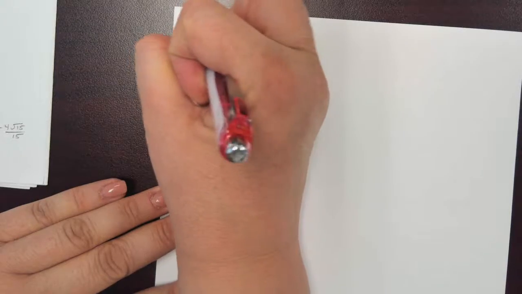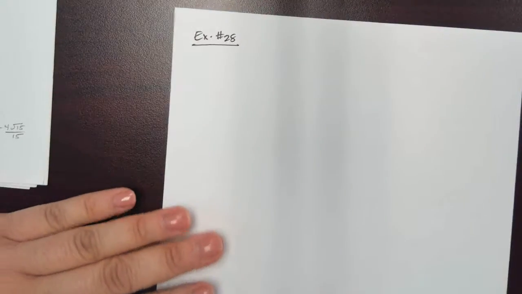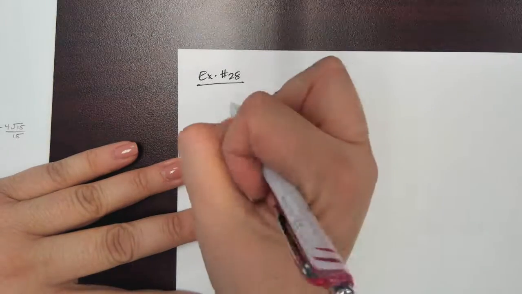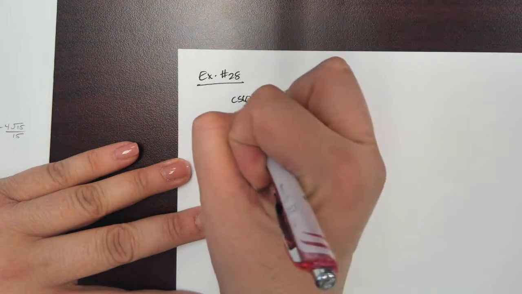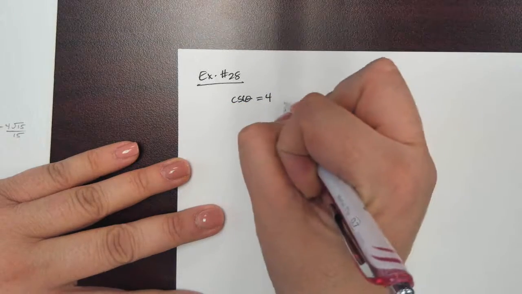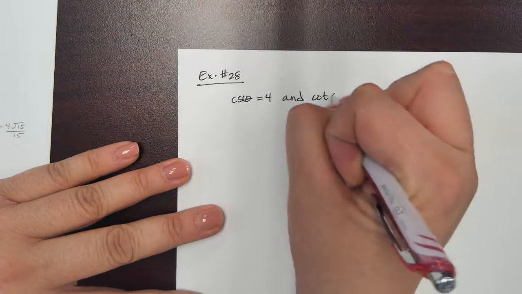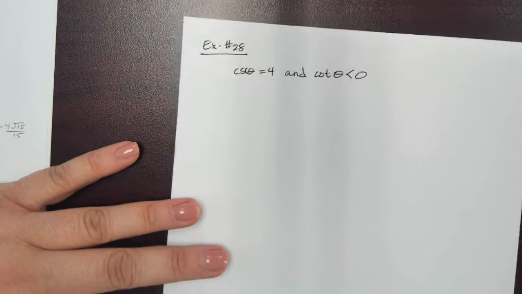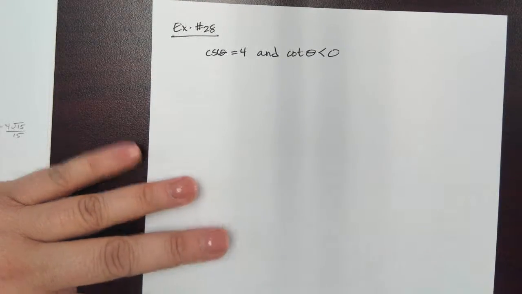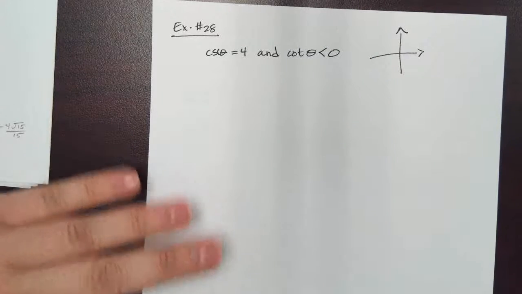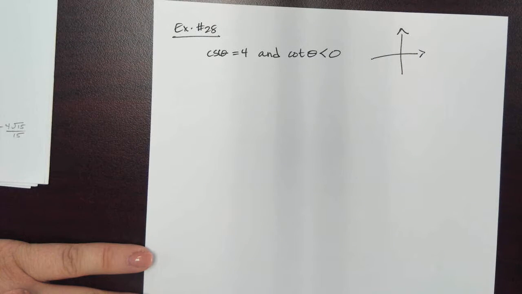Okay. Let's do another one. Let's look at example number 28. The constraints that they give me is that cosecant theta is equal to 4 and cotangent theta is less than 0. Okay, which quadrants is cotangent negative? 2 and 4.